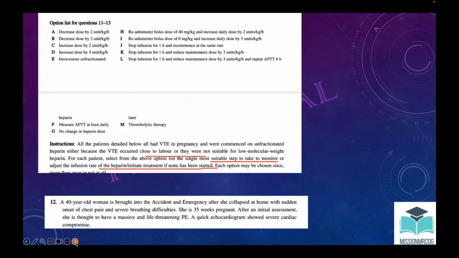Now, a 40-year-old woman in accident and emergency with sudden chest pain and breathing difficulties. She's 35 weeks, having a massive and life-threatening embolism. Echo shows cardiac compromise.